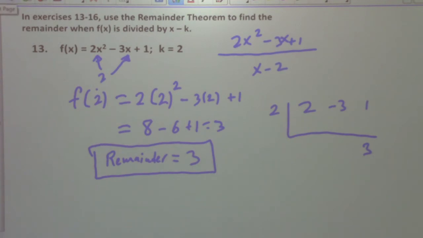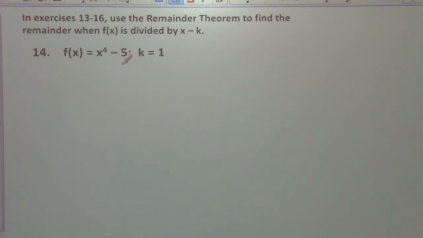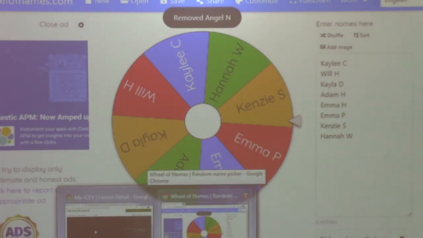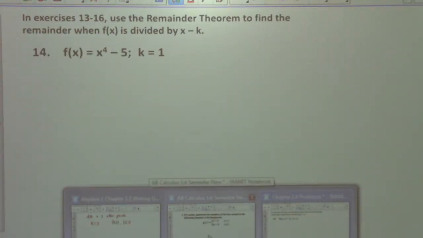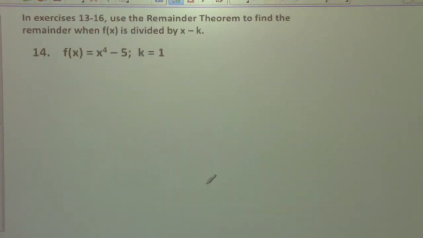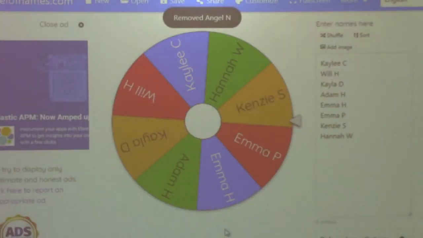Let me go ahead and pick somebody for 14. So why would you plug in K? To use the remainder theorem. That's what the remainder theorem is. It's one of our techniques of polynomial evaluation that we're exploring and developing at this point in the class. That's what it is. That was not a bad question.